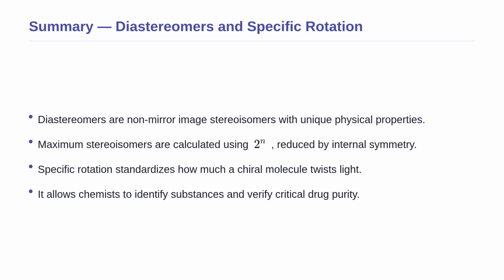Finally, specific rotation is a standardized measurement of how much these chiral molecules twist plane polarized light. This powerful tool allows chemists to identify substances and ensure the safety and purity of modern medicines. Great job following along. You now understand the fundamentals of diastereomers and specific rotation.